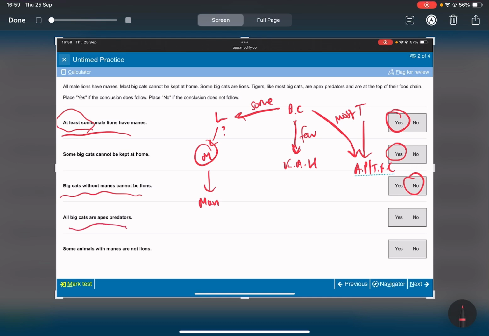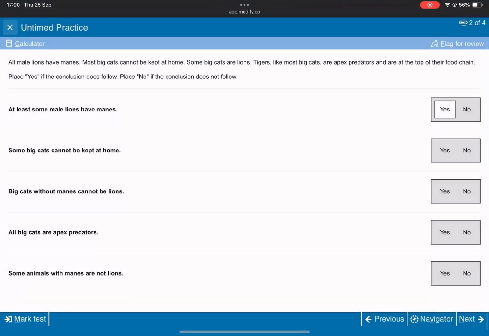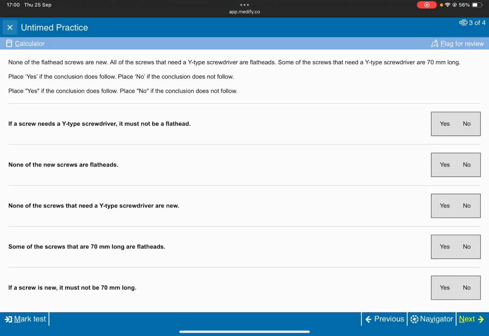All big cats are apex predators. Not necessarily, because it says most of them, like most big cats. Some animals with manes are not lions. Well, we don't know that. It could be that only lions have manes. So I would say yes, yes, no, no, no. Yes, yes, no, no, no.